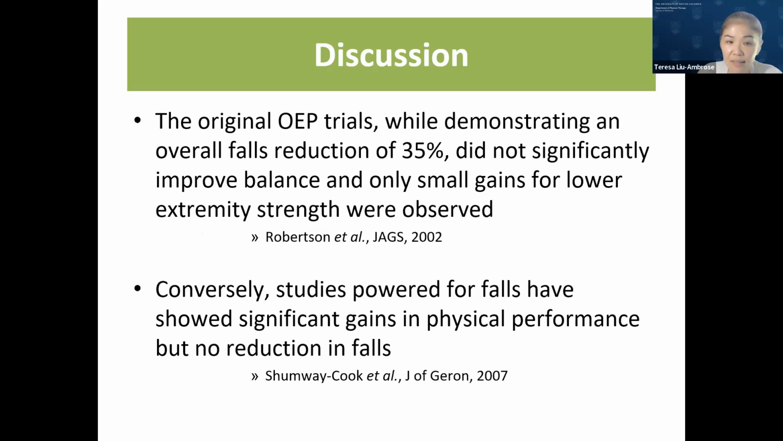And I also want to flag that the original Otago exercise trials, conducted by Claire Roberts and John Campbell, were 4 trials, and they collectively demonstrated an overall falls reduction of 35%. But they also didn't see significant improvements in balance, and only small gains for lower extremity strength were observed. And so I think these data do suggest that perhaps exercise can reduce falls by pathways other than improving physical function.